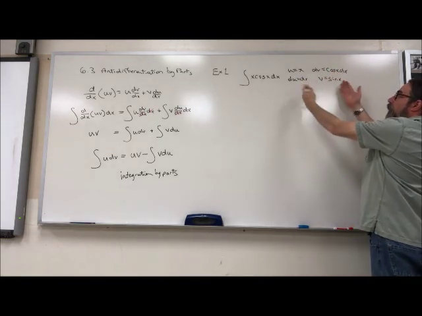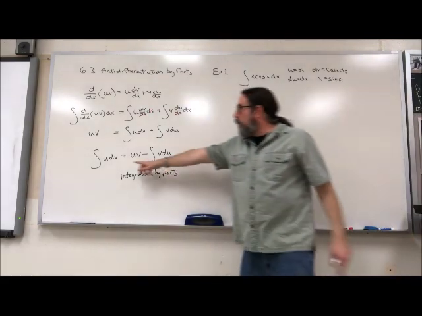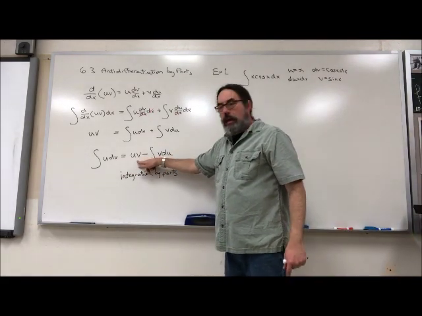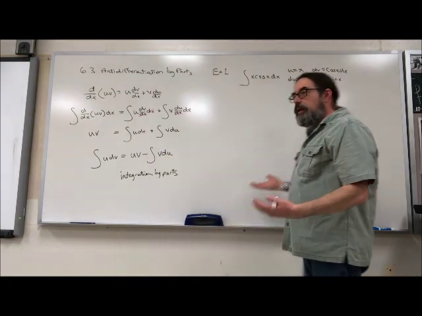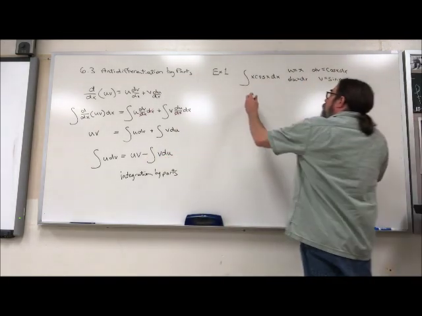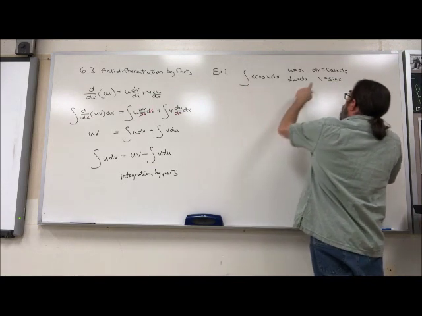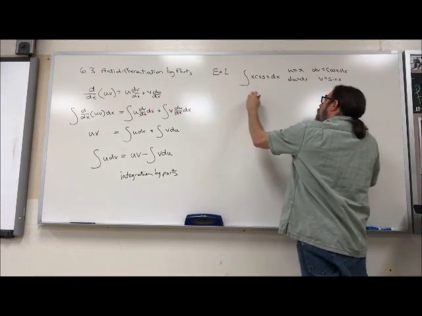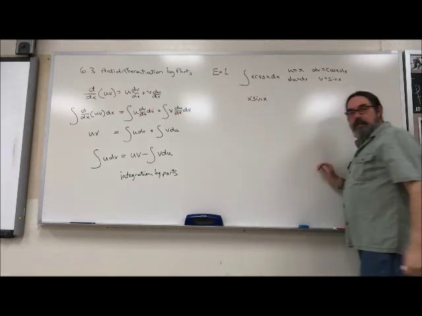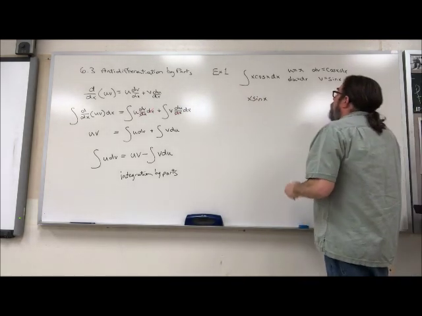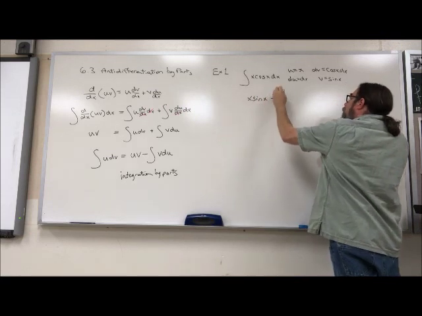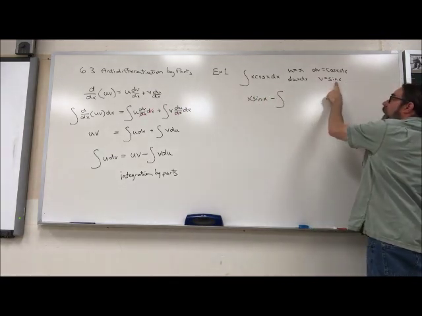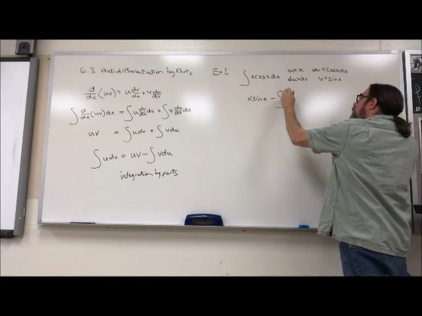So now I have all that I need to fill in this formula. I need uv, and then I need to be able to take the integral of v du, and I have all of that. So my uv is going to be x sine x, and then I'm going to subtract the integral of v du, which would be sine x dx.